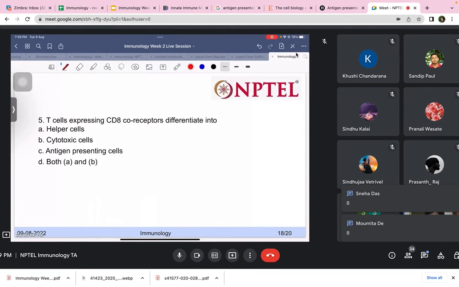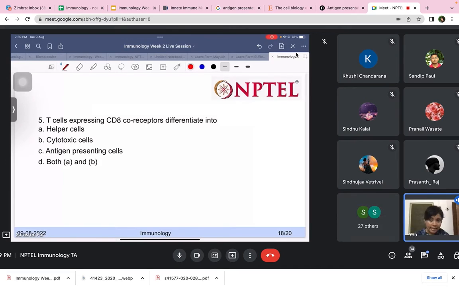Well, yes, most of your answers are correct. That is, T cells which express the CD8 co-receptor differentiate into cytotoxic T cells, and they kill the target cell with the help of these molecules I already talked about, the granzymes and the perforins, right? And they help in the apoptosis of the target cell. So that is the correct answer.